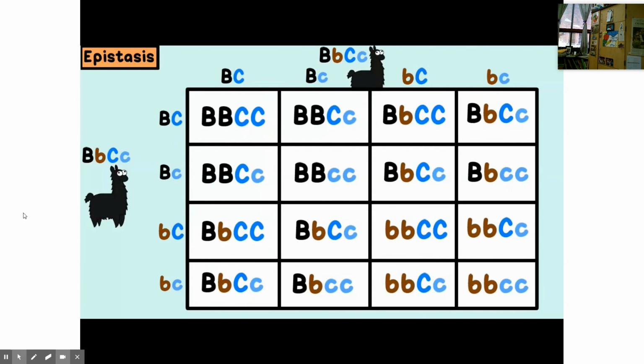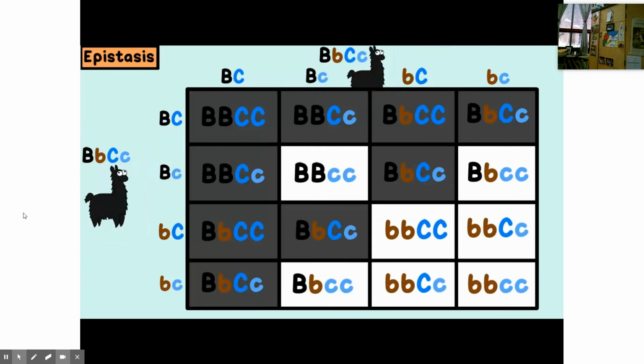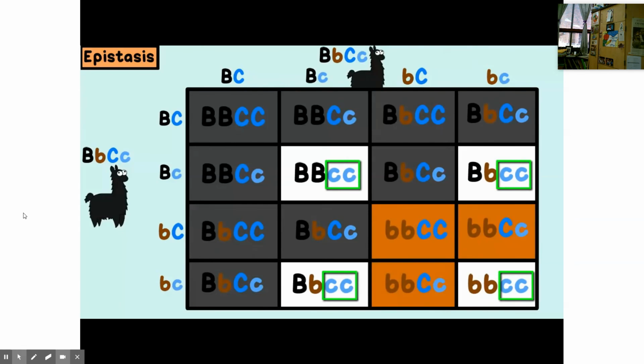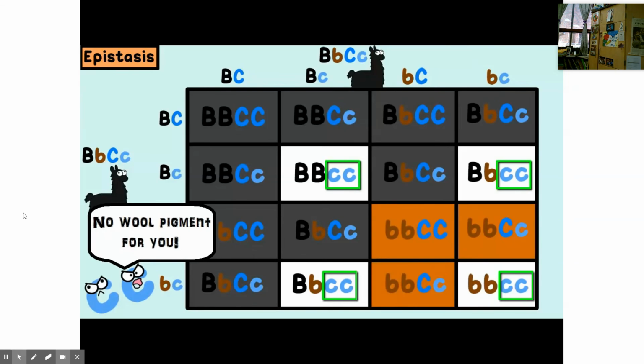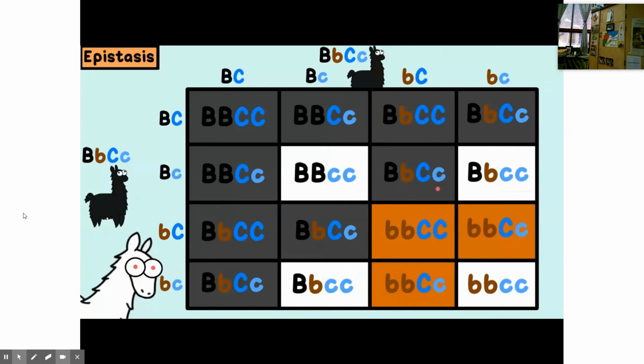If you notice in this dihybrid, crossing two heterozygote llamas, any llama with big B will typically give a black llama, and little b, little b will typically give a brown llama. In all cases, unless they inherit little c, little c. If the llama has little c, little c in its genotype, then the gene for wool color is not expressed, and the llama is albino. This means that no pigment is expressed at all.